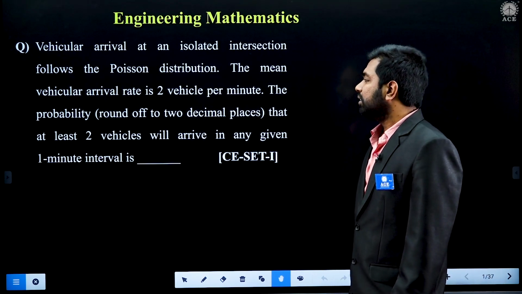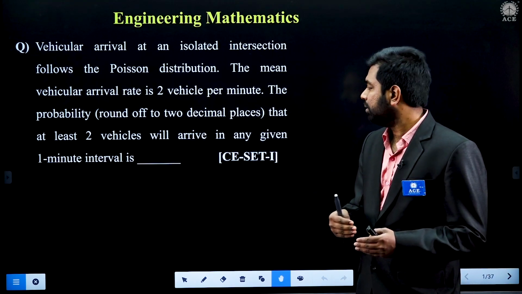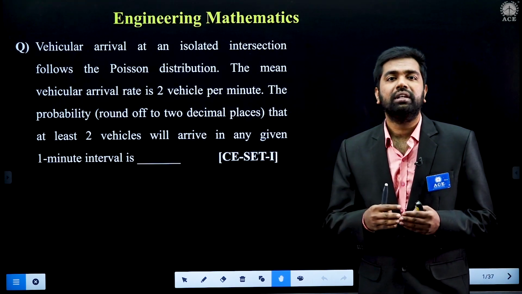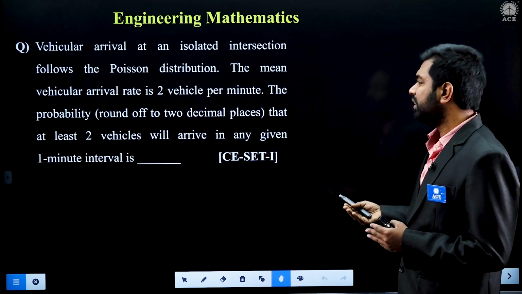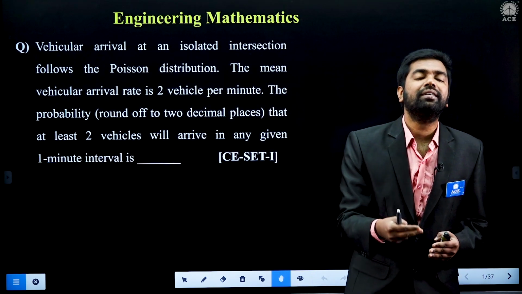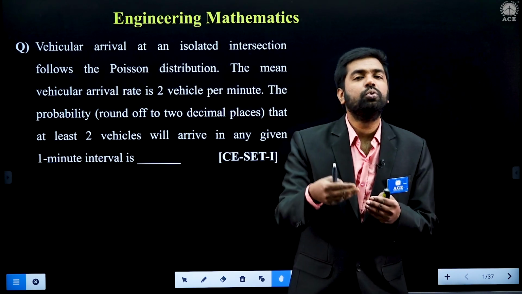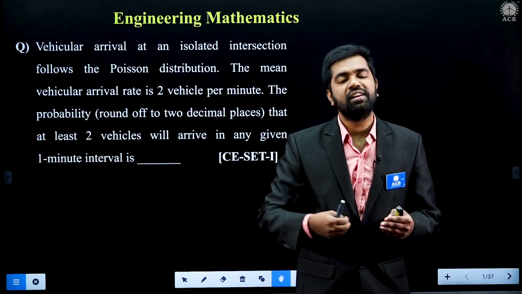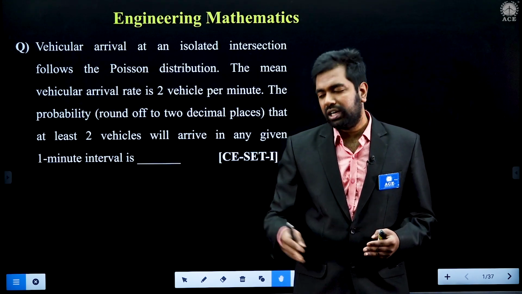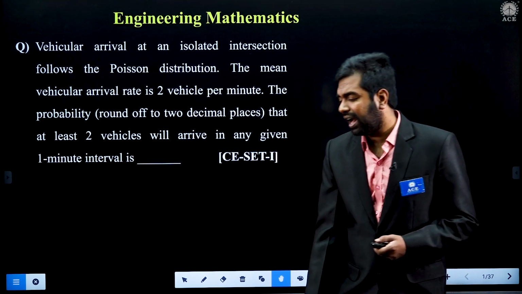The probability that at least 2 vehicles will arrive in any given 1 minute interval is. It clearly says, what's the probability that at least 2 vehicles. What do you mean by at least 2 vehicles? When you say at least 2 vehicles, it is 2 or more than 2 vehicles arriving in that duration. It's a direct problem. Let us look at the given data.